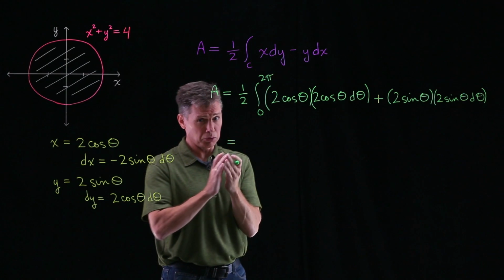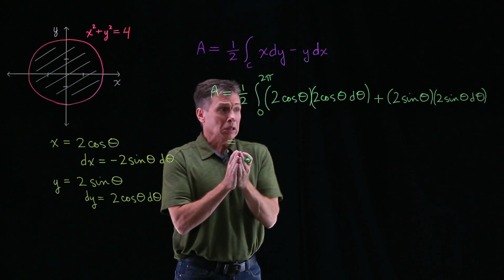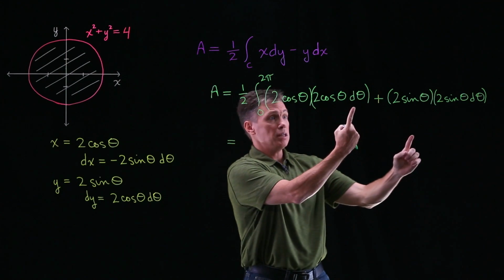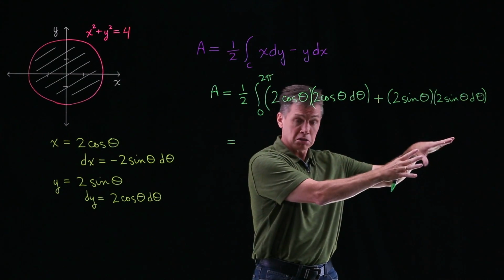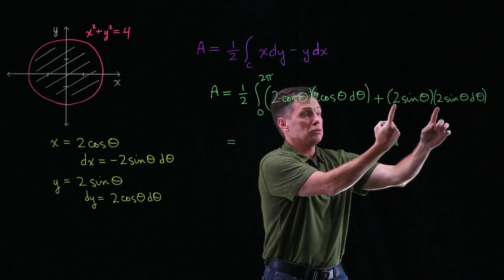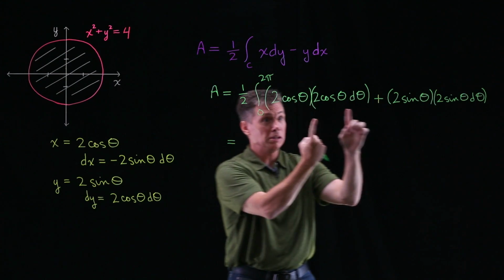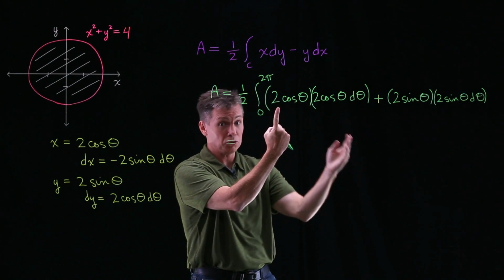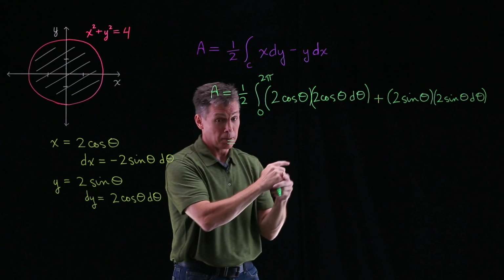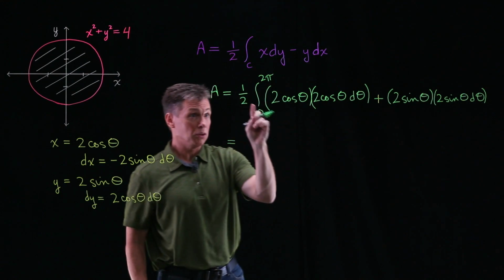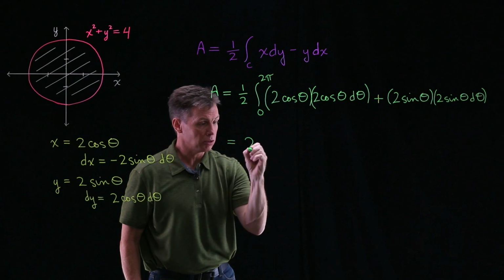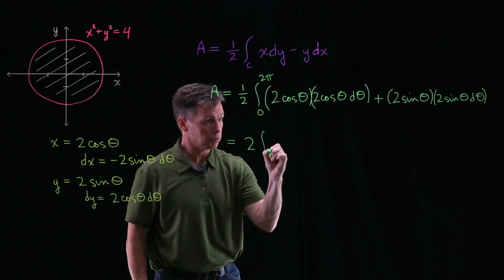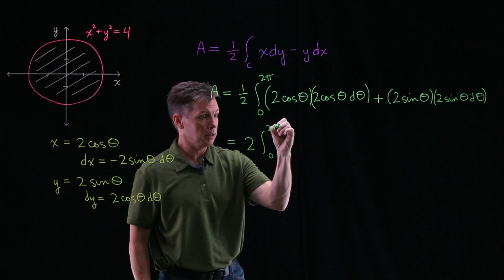I think you should be able to do some arithmetic with me. For one, there's a d theta here and a d theta there that we would factor out and put at the end. Here's a 2 times 2, which is 4. Here's a 2 times 2, which is 4. So let's pull a 4 out in front of the whole integral. So there's a 1/2 in front multiplied by the 4, and we're just going to get 2. And then the integral from 0 to 2 pi.